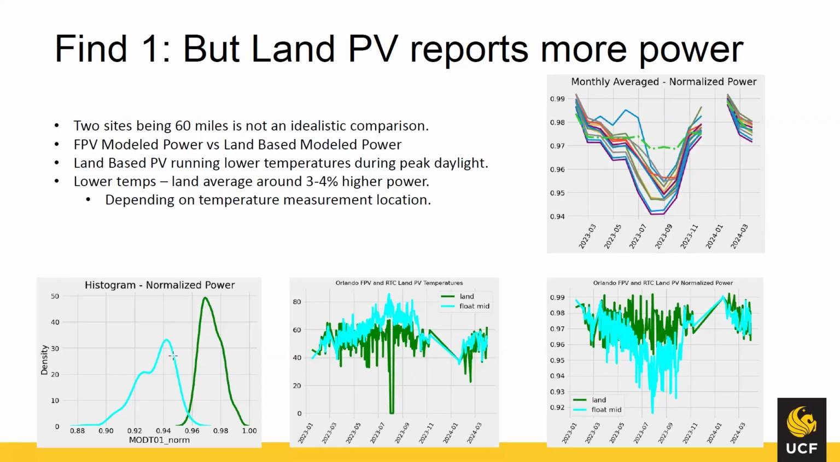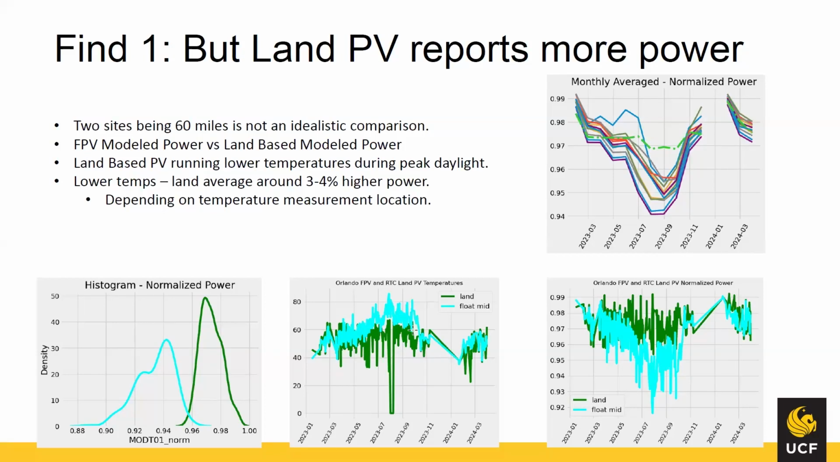That's in the light blue. The green is the land, and then the center plot down below, that's the temperature profile for the year. I believe those aren't averages, those are maxes for that. So the land again is running slightly cooler during the warmer months, and the floating PV is running slightly hotter. But again, this is a single point. This is not an average of all the floating modules.